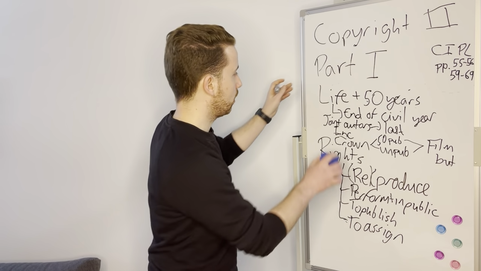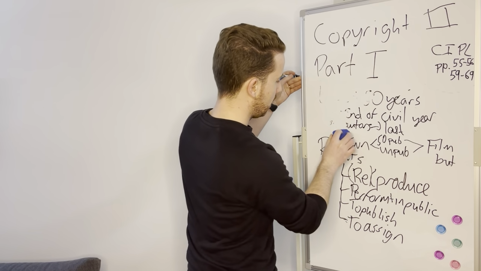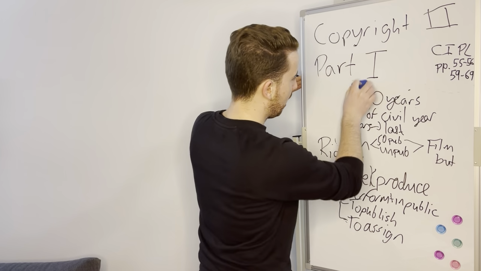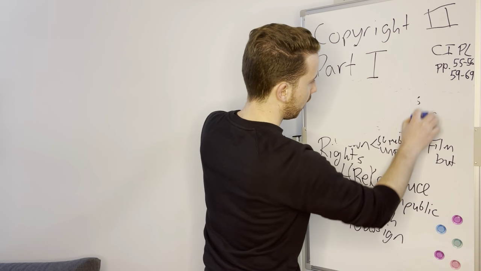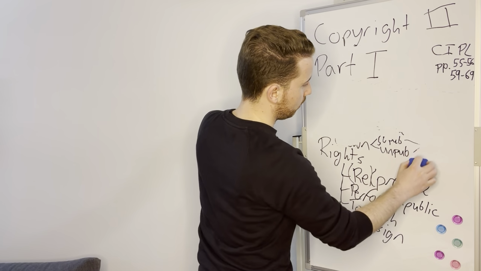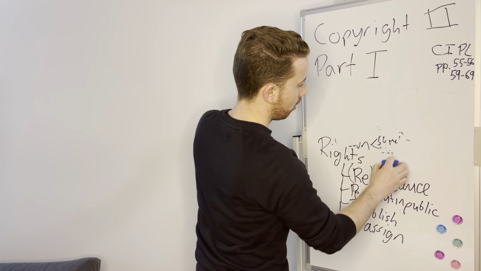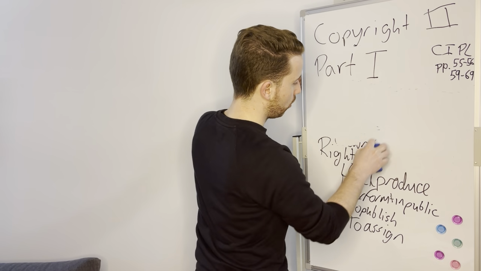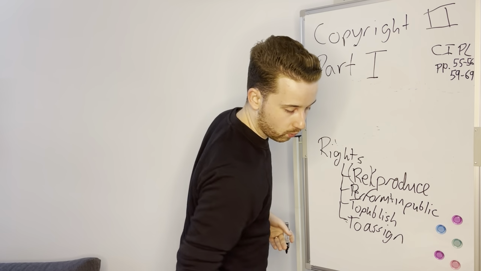So we'll erase this, and we'll get back to the rights of the copyright holders. That was the period of time for which the copyright holder has those rights. And now we'll look at those specific rights that we enumerated below. We'll do the first one in this section, and in the following sections, we'll do the others.